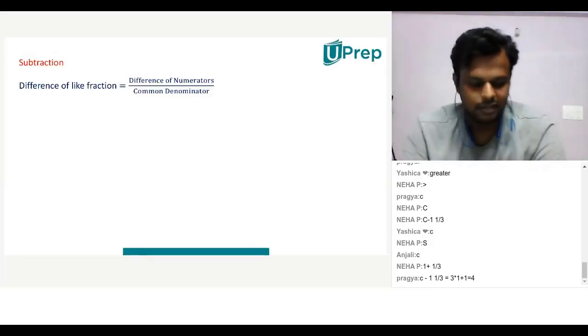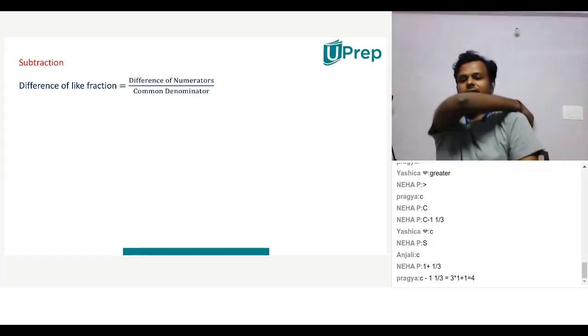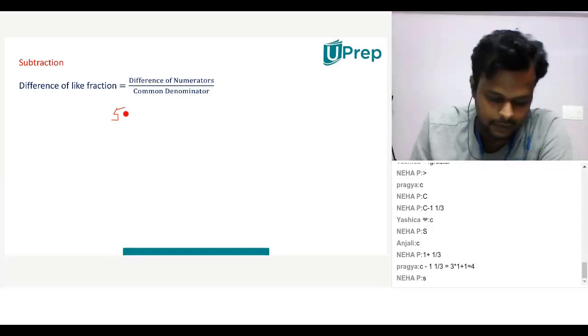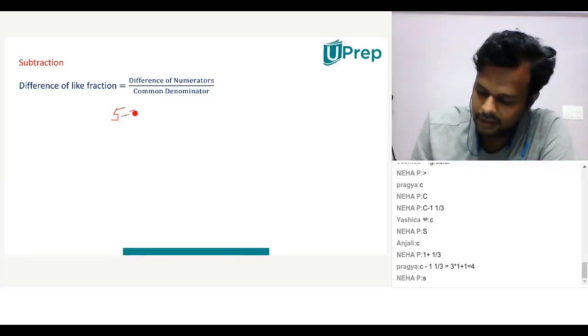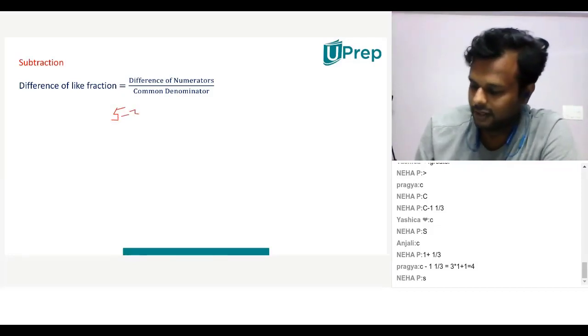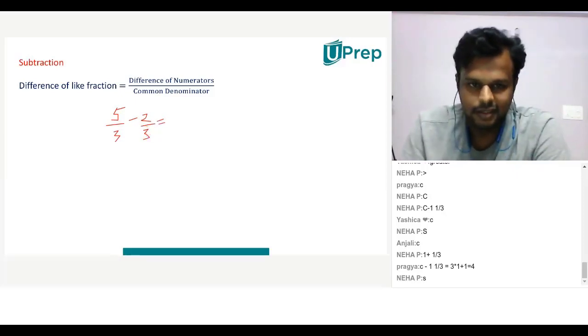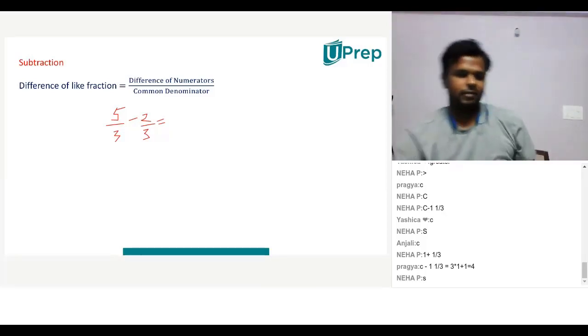So children, in this we are seeing difference. So if I have 5 minus 3, or okay, let me put it this way. If I have 5 by 3 minus 2 by 3, so what is the answer in this case, children, if it is 5 by 3 minus 2 by 3?